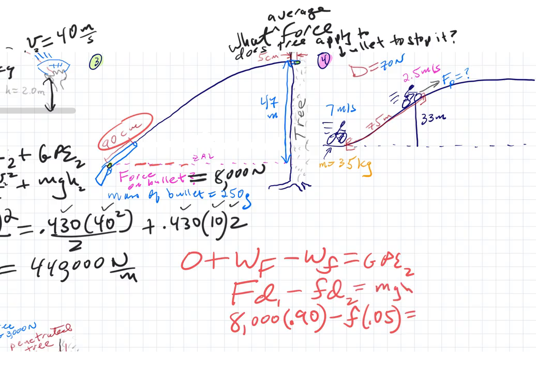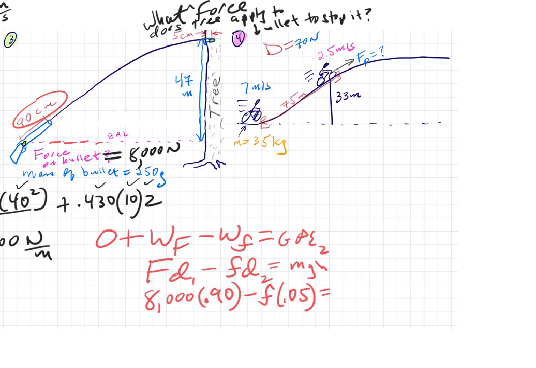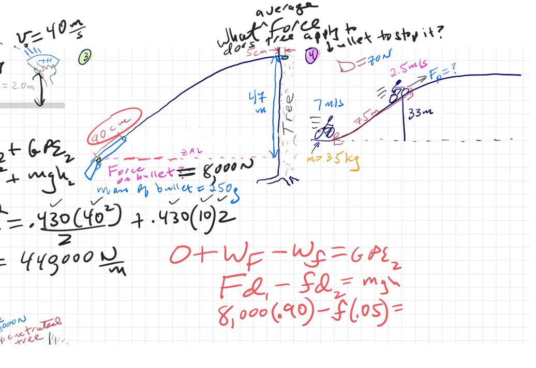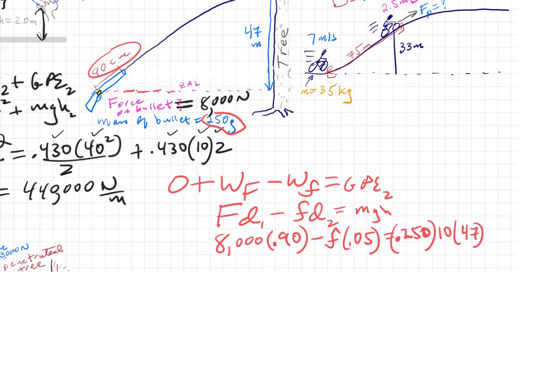mgh. So the mass of the bullet is 250 grams, but I had to change that to kilograms, divide by 1,000, times 10 times the height of the tree from the ground from where it was shot, which is 47 meters. So let's solve for this.